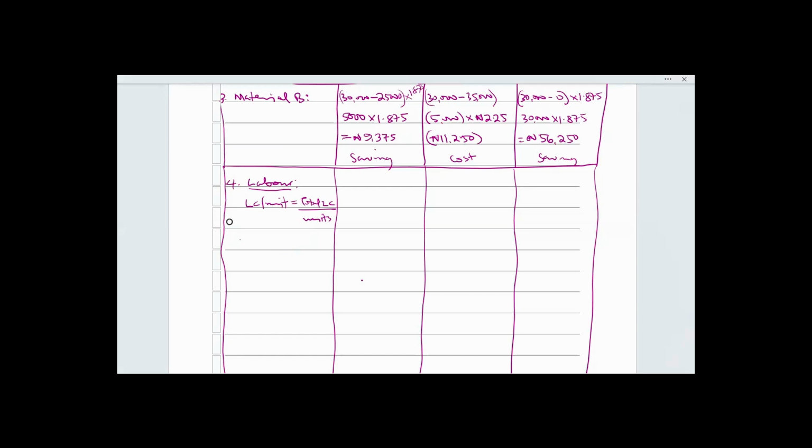Okay, equal to total labor cost is 187,500 divided by activity level of 50,000 units, which is equal to 187,500 divided by 50,000 equals 3 naira 75 kobo. So labor cost per unit is 3 naira 75 kobo.